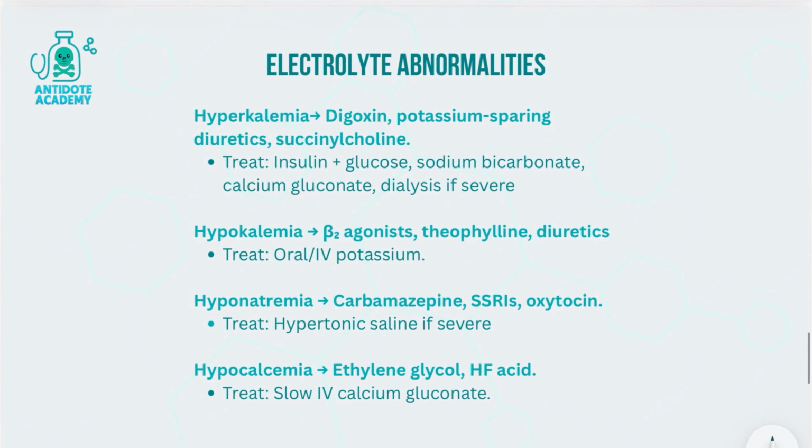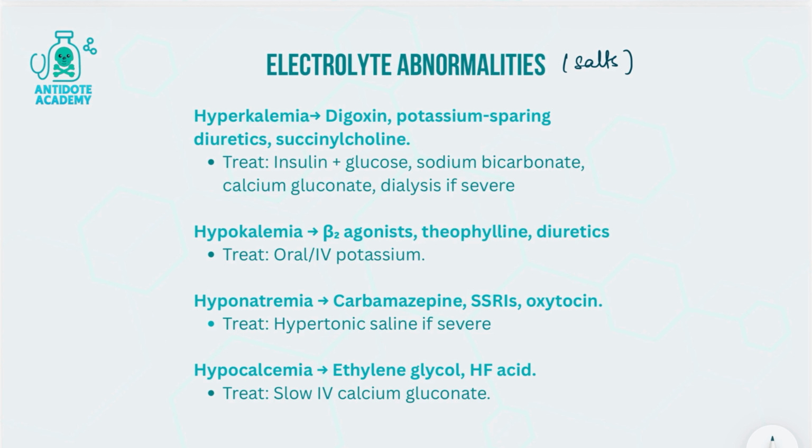Next comes electrolyte abnormalities. When poison or drugs disturb the body, they often mess up the salts. So electrolytes are basically salts. They mess up the salts in our body like potassium level, sodium level and calcium level. These changes can be very dangerous because they can affect the heart, brain and muscles. So these are the conditions.